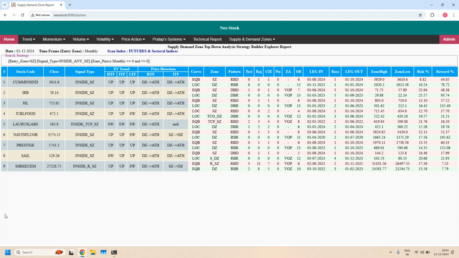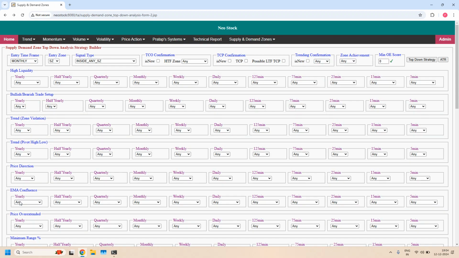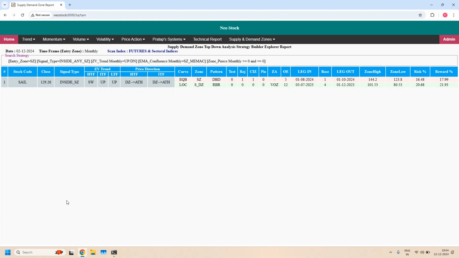Among these 9 monthly supply zones, how many are having monthly EMA Confluence? So we can further filter with the EMA Confluence on monthly time frame. I am setting the filter monthly supply zone having monthly EMA Confluence. And EMA Confluence trend should not be sideways. So in trend monthly time frame, I am selecting up or down. Let's filter. We got only one stock, the monthly supply zone having EMA Confluence.